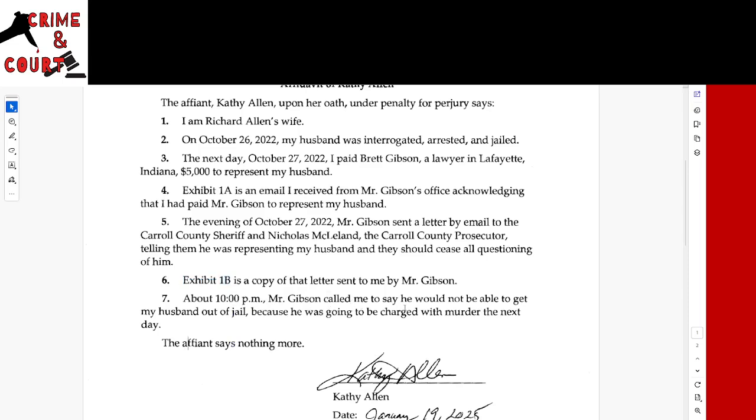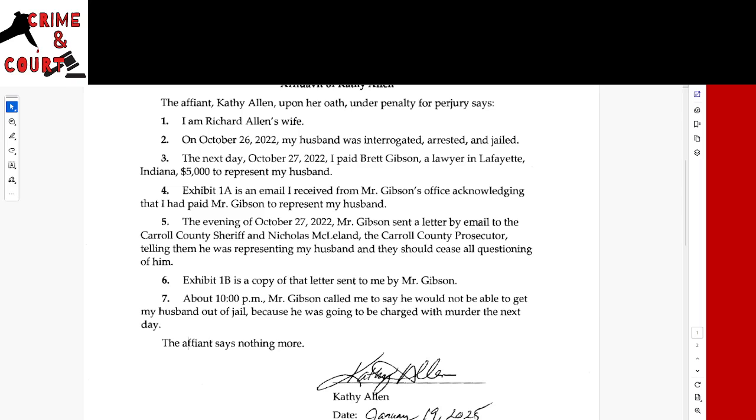Mr. Gibson called me to say he would not be able to get my husband out of jail because he was going to be charged with homicide the next day. The affiant says nothing more. So she doesn't even know what is going on and why he's being detained. She gets a lawyer for him, and here we go. He's being charged with homicide.